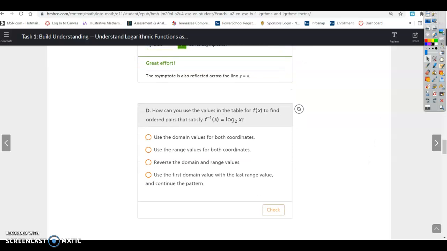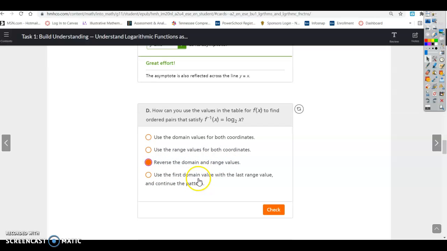All right, how can you use the values in the table for f of x to find ordered pairs that satisfy f inverse of x equals log base 2 of x? Well, all you have to do is switch the x and the y. Remember, when you have an ordered pair, if you switch the x and the y, then that is the inverse. So this says use the domain values, use the range values, reverse the domain and range. So that's the best answer.